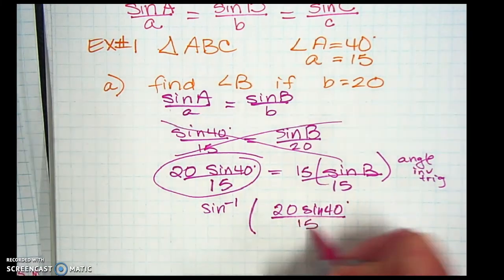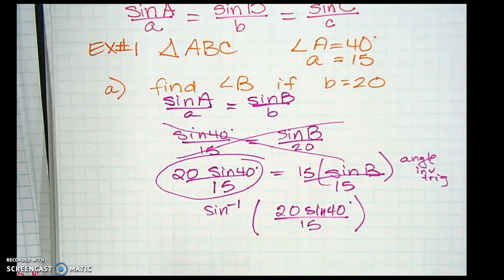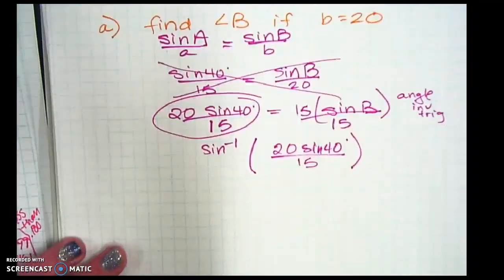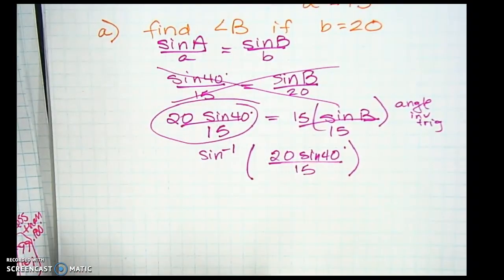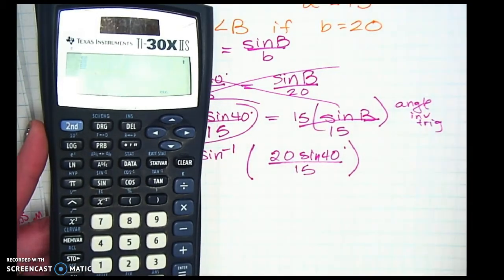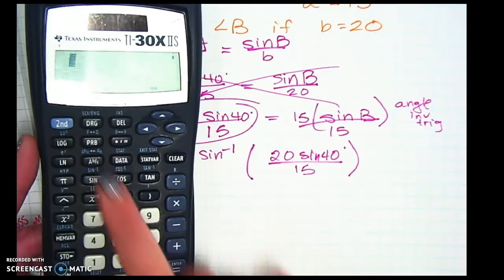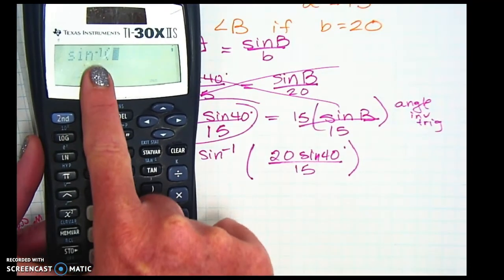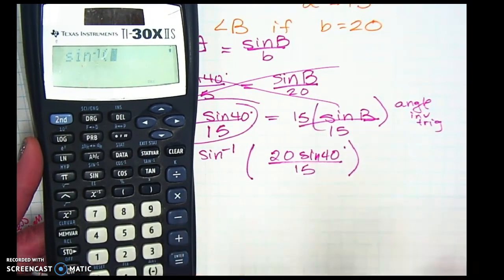Over 15. And you can type that into your calculator in parts, or you can type it in as one big long thing. Let me show you how to do that. This is why I said grab a calculator. Okay, so we're going to do inverse sine. Make sure it has the little -1 up there. Make sure you're in degree mode.